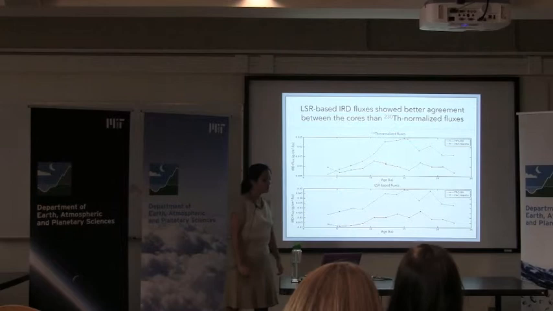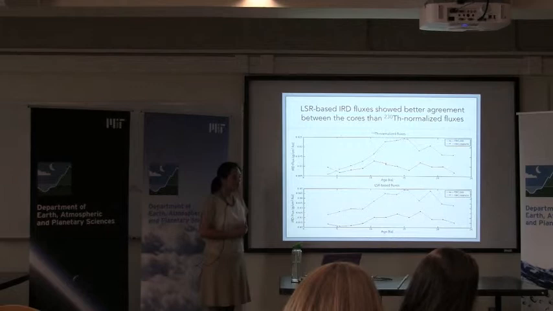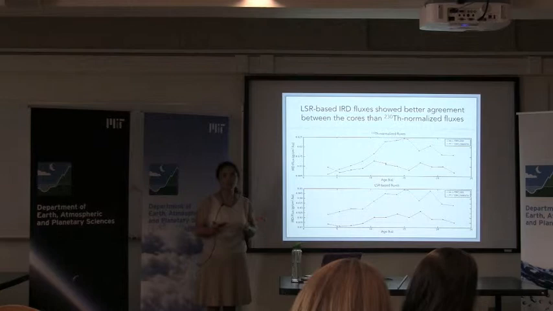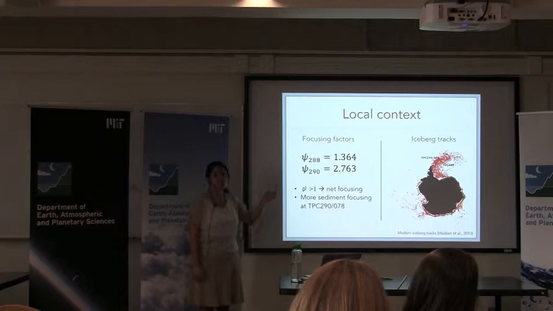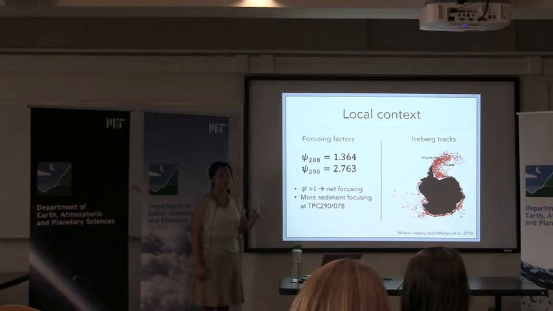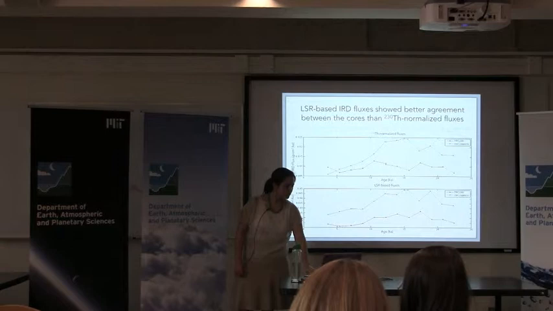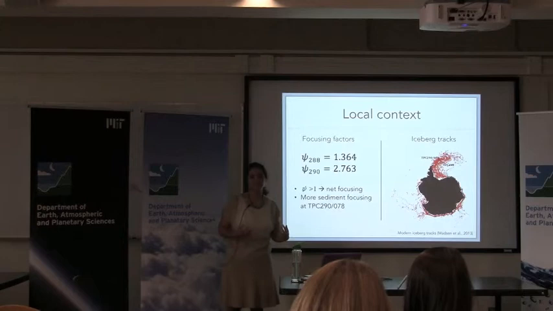So, where might the differences that we're seeing between the cores come from? I think it could be due to differences in the local conditions of the core sites. They are not that close together, so they could be getting icebergs coming from different sources. Going back to the iceberg tracks, we can see that, at least based on modern iceberg tracks, Core 290 is in a more densely traveled area than 288. So if this were also true historically, then this might explain why Core 290 is generally showing higher IRD fluxes, because if we have more ice, you'd expect to see more IRD.